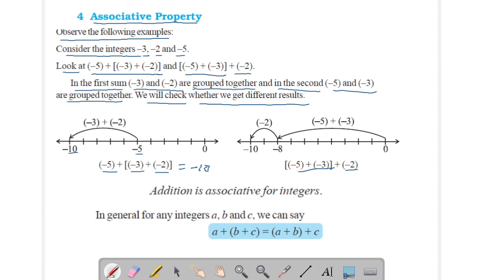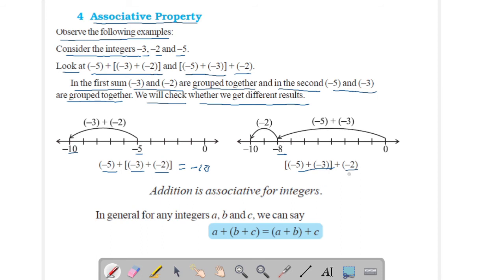See on the number line, here it is 0, and minus 5 plus minus 3 is minus 8. To move towards the left-hand side of 0, it will be minus 1, minus 2, minus 3, minus 4, minus 5, minus 6, minus 7, minus 8. We will come here. If we add minus 5 and minus 3, we will come to minus 8.